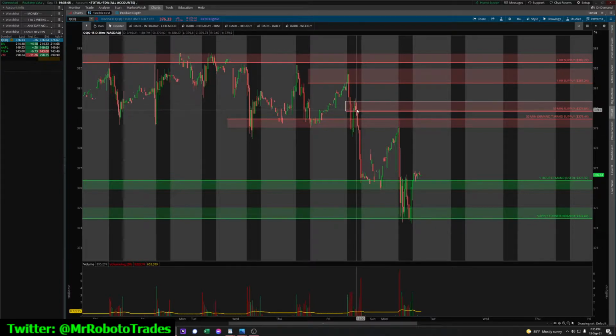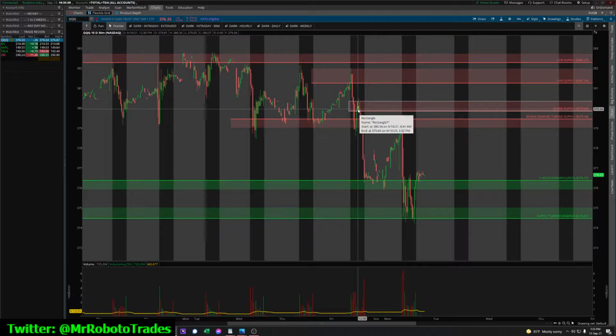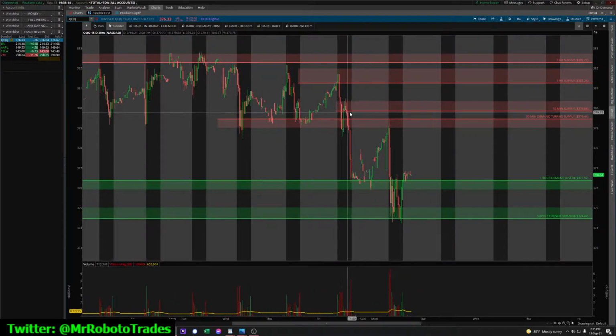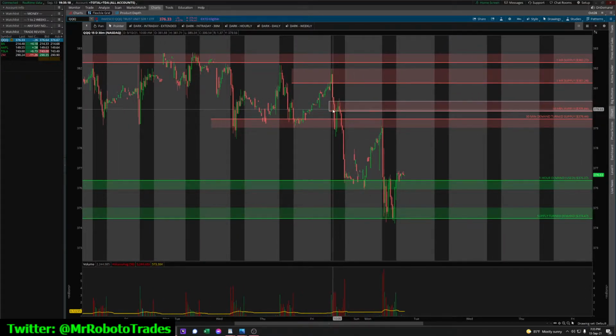We had another, this was actually another 30-minute supply zone right here. You can see this basing candle, this green basing candle. Take the open of that, and then all the way to the top of the wick. That forms your 30-minute supply. And then higher up, we had a 1 hour.